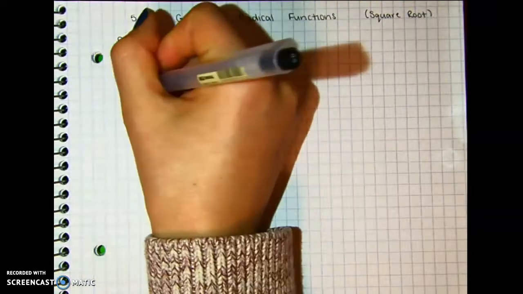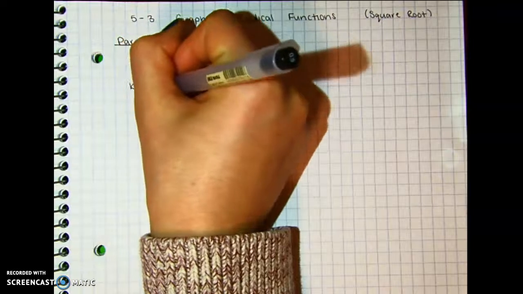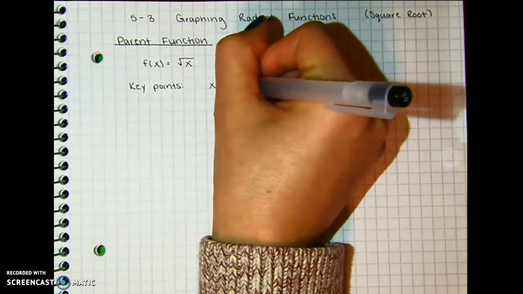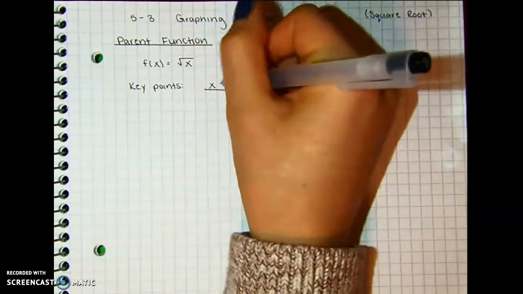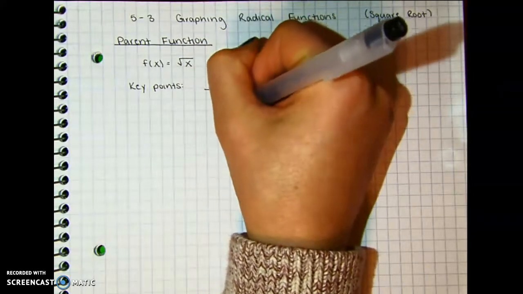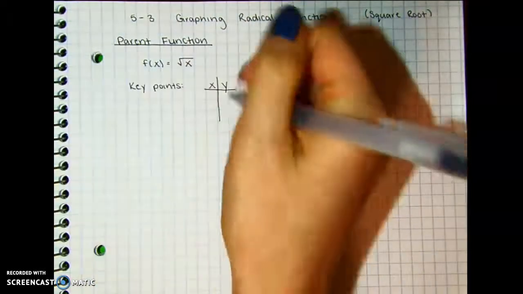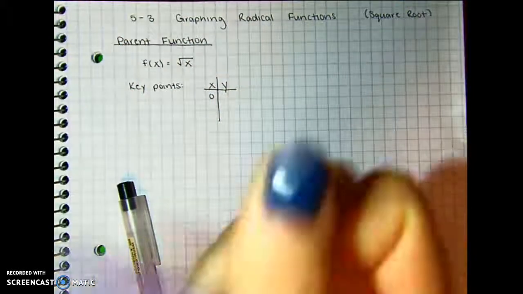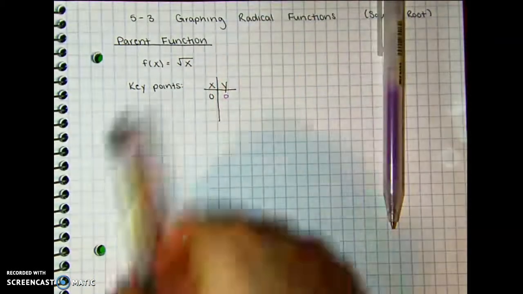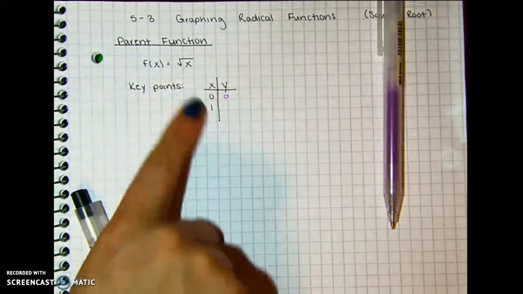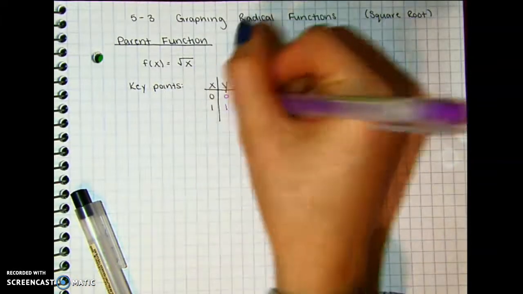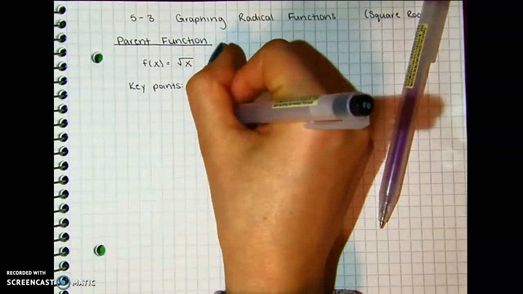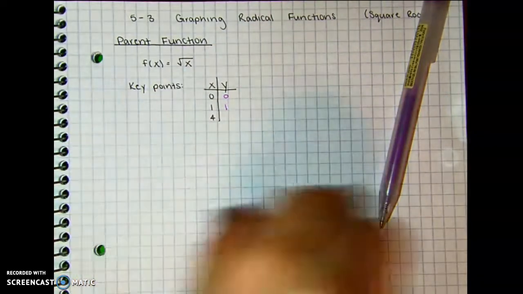The key points, these are the points we'll be transforming. There's only 3 that we're going to require. So it's going to be 0, right? Because the square root of 0 is 0. 1, because the square root of 1 is 1. So we're just doing the first 3 perfect squares. And the next perfect square is not 2, it's not 3, it's 4, right? Because the square root of 4 is 2.